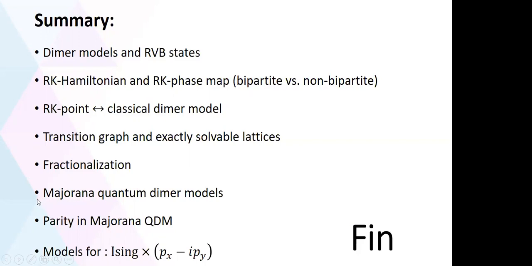And then the last part, we discussed the Majorana-quantum dimer models as an extension of these, in which the parity played a crucial role. I showed two models for the Ising times p minus ip phase, and tried to convince them that this is indeed the characterization of the phase. That's that. Thanks for listening.